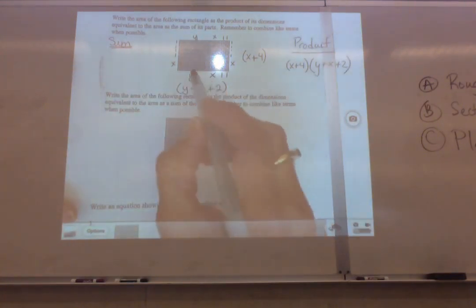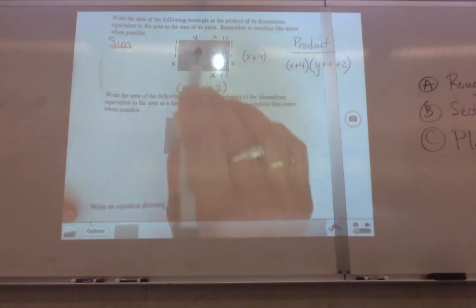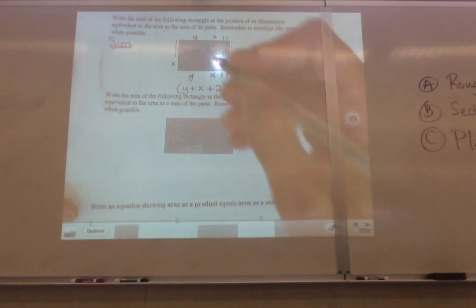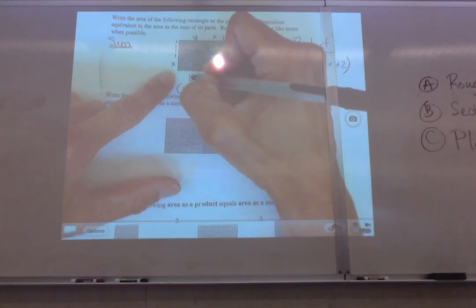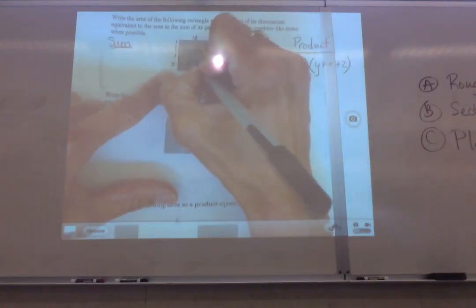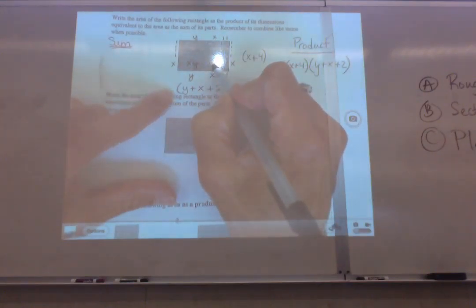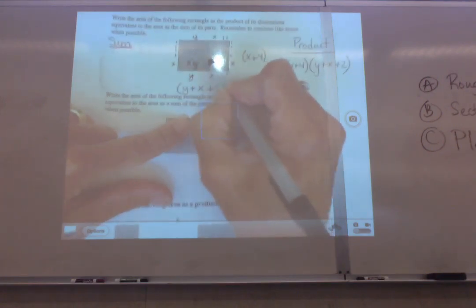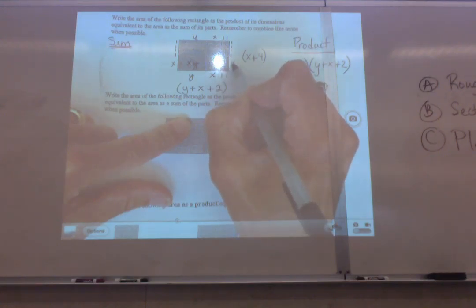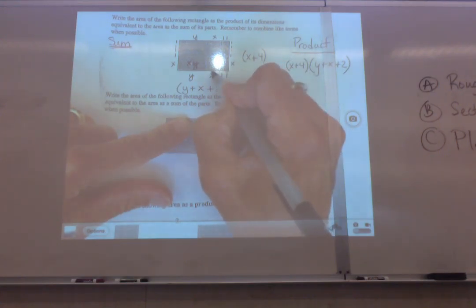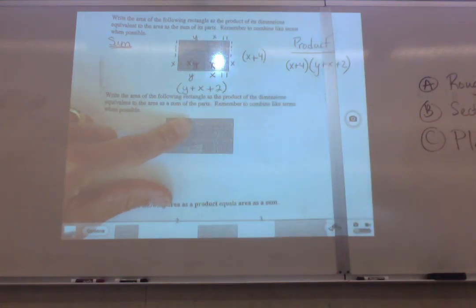For the sum, instead of the whole rectangle, we're looking at individual pieces one at a time, finding their length times width. So in this individual piece, this big one, on one side I have an X, and on the other side I have a Y. X times Y, write that in dark. Then if I look at this square, one side is X, the other side is X as well. So what's X times X? X squared.